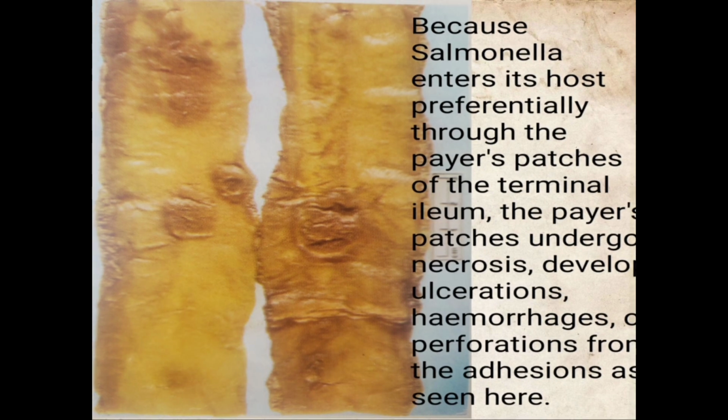Now, because Salmonella enters its host preferentially through the Peyer's patches of the terminal ileum, the Peyer's patches undergo necrosis and develop ulcerations, hemorrhage, or perforation from the adhesion, as seen in this diagram. When you look clearly, you will see the rough edges, the healing point, and the necrosis, the perforations. These are very informative for the complications that it usually causes.